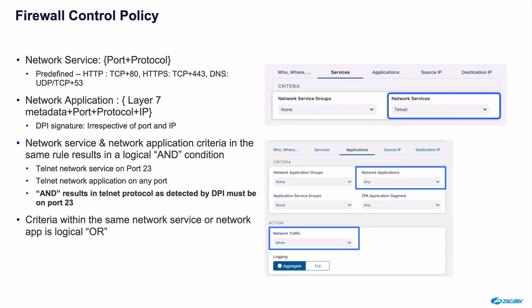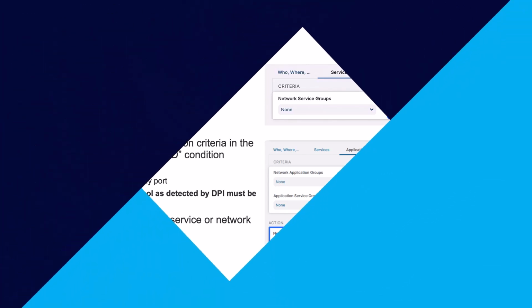And the important aspect when it comes to how the network service and network applications work together is that it's a logical AND. This is one of the important things to keep in mind, because sometimes customers do create a network service on a standard port, and the DPI could flag it as a different application and it could end up in inconsistency. It is important to understand that the relationship between network service and network application is a logical AND.